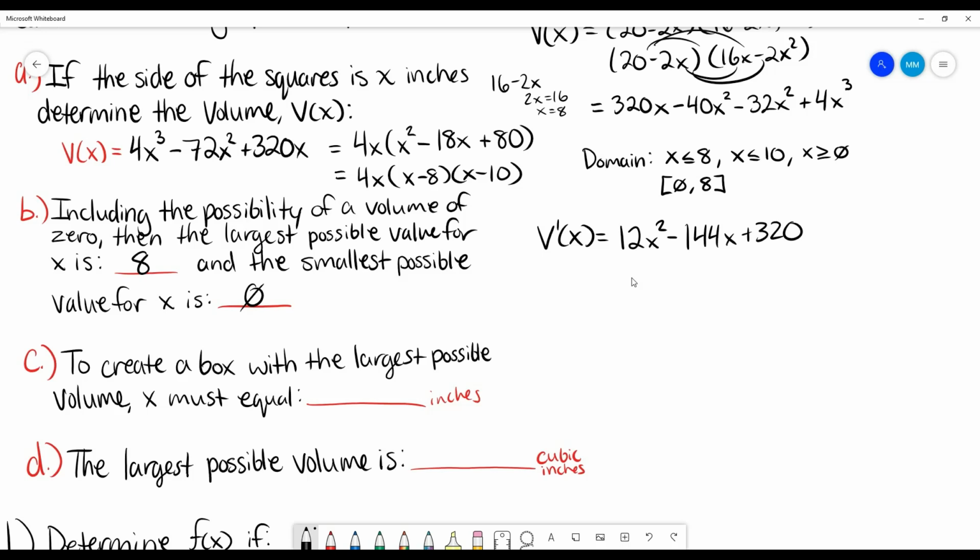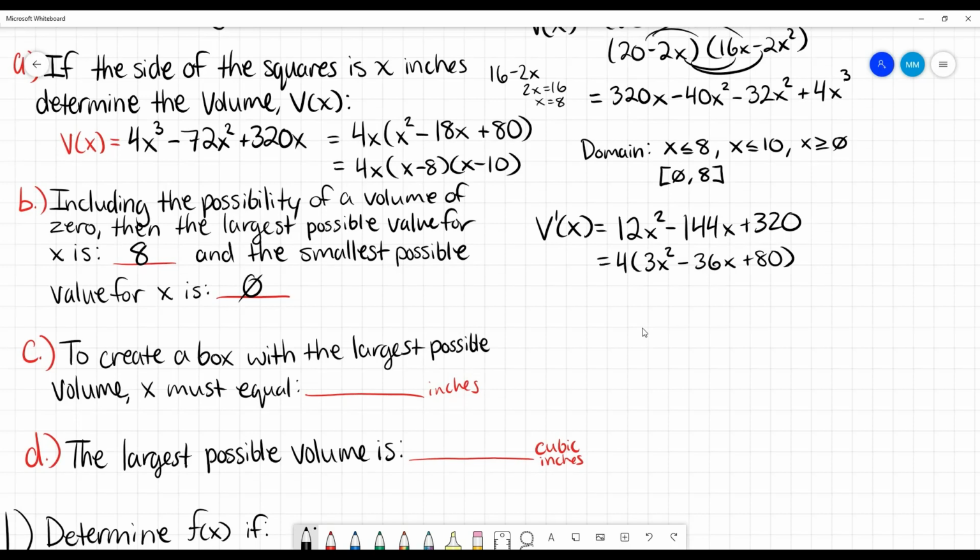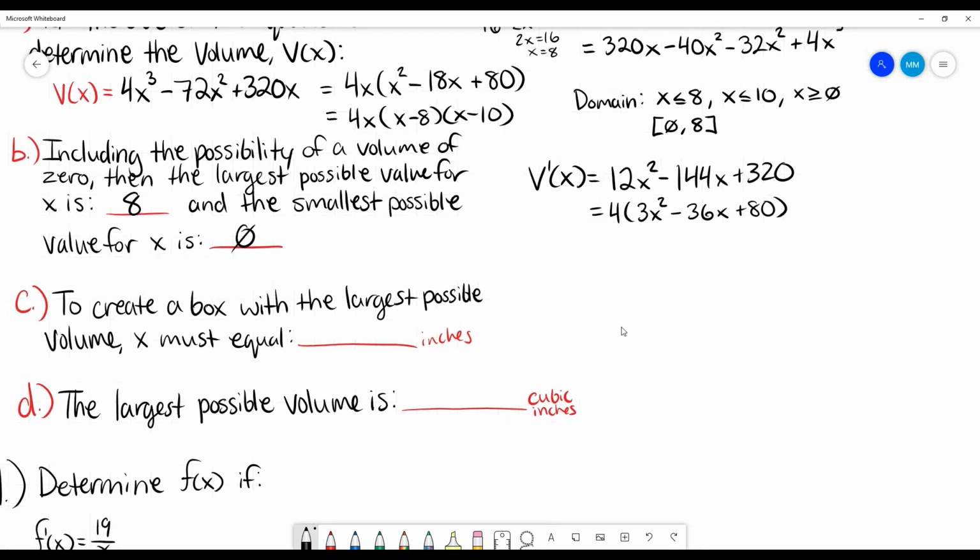And I should be able to factor out, oh, I can't factor out a 12 from all of that, can I? But I can factor out a 4. I'm just going to do that so it's a little easier to look at. What is 144 divided by 4? 36. Okay. Then plus 80. And that's pretty ugly. We want to know when this derivative equals 0. Well, it's going to be whenever this equals 0.